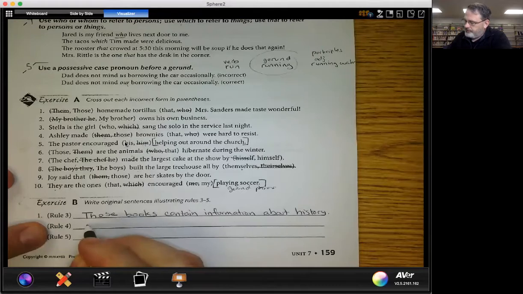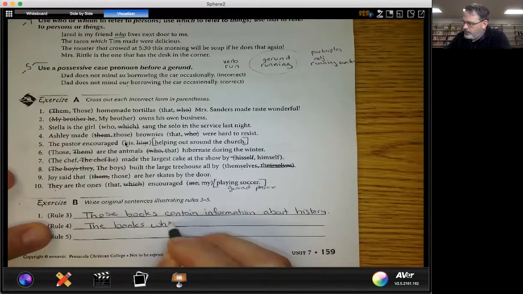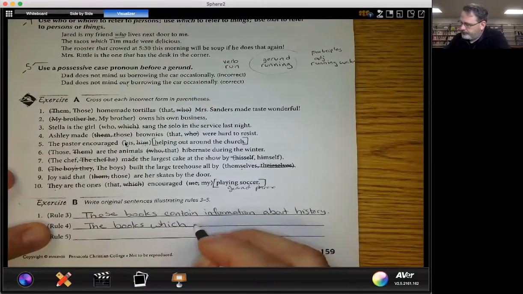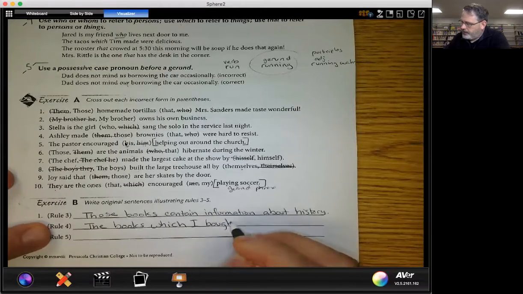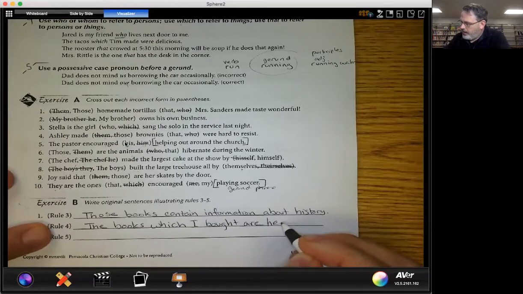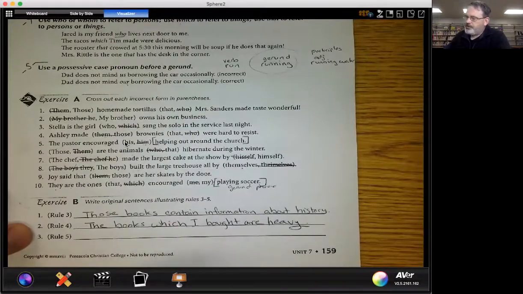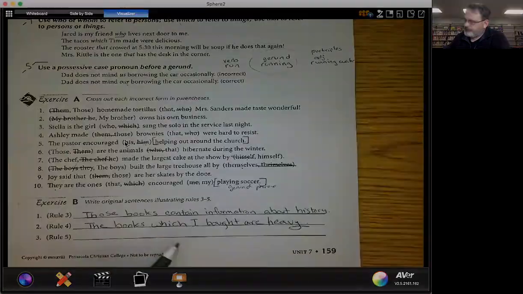Let's see. Let's do books again. The books which I bought are heavy. How about that? So which is talking about books. We've used the correct one.